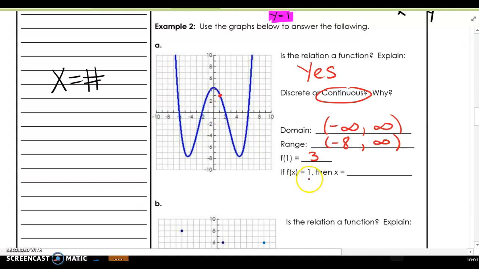If f of x equals 1, so we said f of x is kind of like y, if y equals 1, so go to 1 on the y-axis and look at all the points that have a y value of 1. So what are all the x values of those points that have a y value of 1? It looks like we have -6, -2, +2, and +6. So all of these x values have a y value of 1.